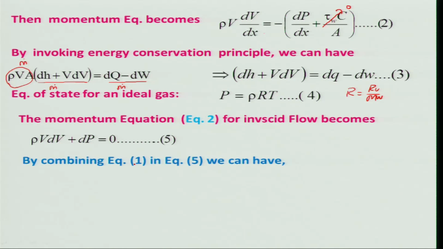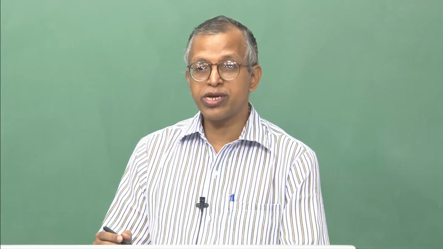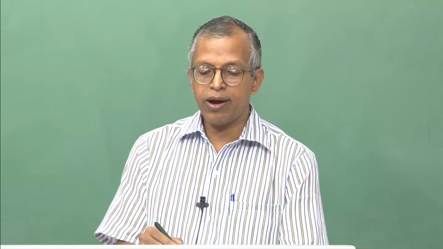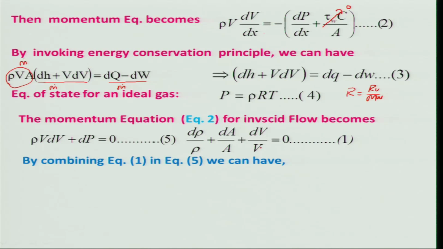And combining this equation 5 with equation 1, what is that equation 1? That is nothing but your continuity equation. We state that d rho by rho plus dA by A plus dv by v is equal to 0. What will we do now? We will basically substitute over here. That means, if I say this is dv by v, I will just divide here by v and I will get v square, right, because I am putting v here. In place of dv by v, I will put minus d rho by rho and minus dA by A in this place, right.